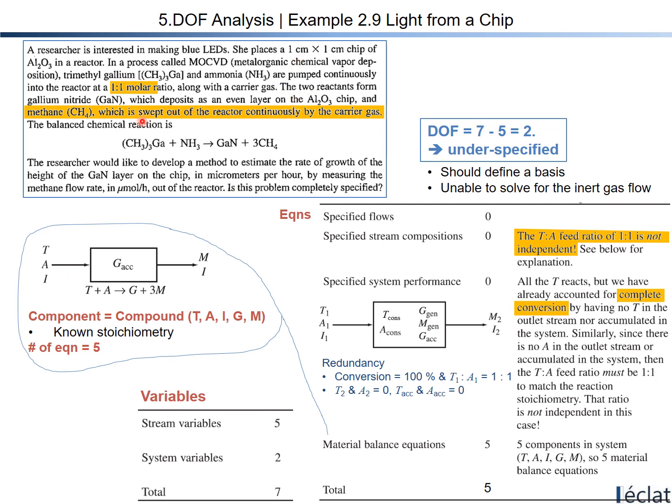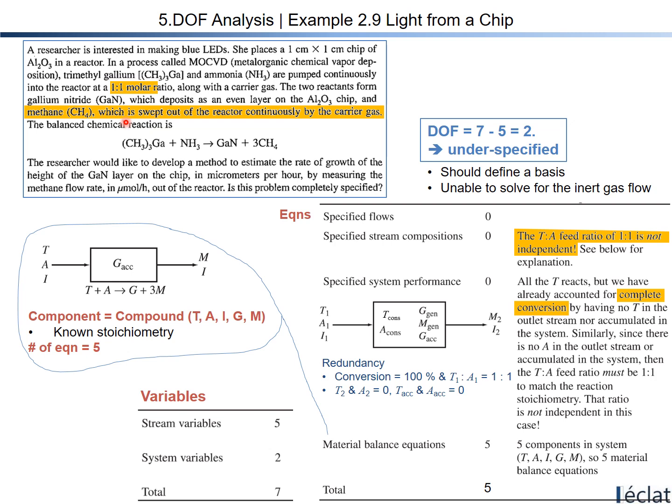Also, we cannot find any T and A and G in the output stream. It means 100% conversion between the 1-to-1 molar ratio of the reactants. So even if we have two specifications, the first specification can be considered as the stream composition specification, and the other one, only methane in the output stream, could be considered as the system performance specification.